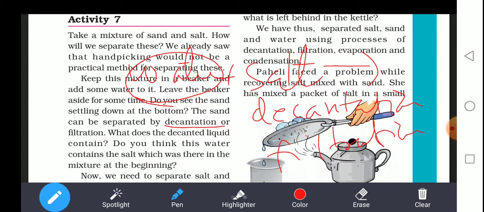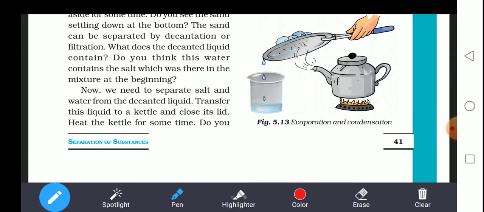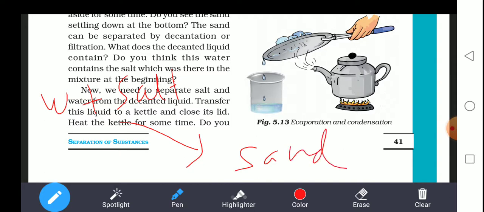Now, sand, water and salt are separated by decantation and filtration. You can see the diagram here. What happened here? Already we have separated water plus salt from sand. We have separated water plus salt from sand by decantation and filtration.